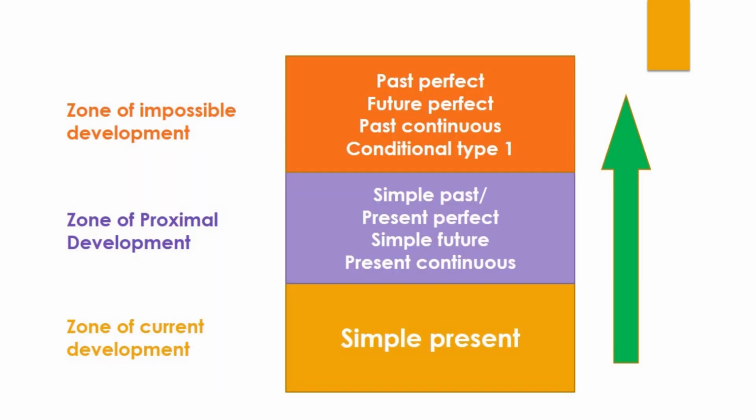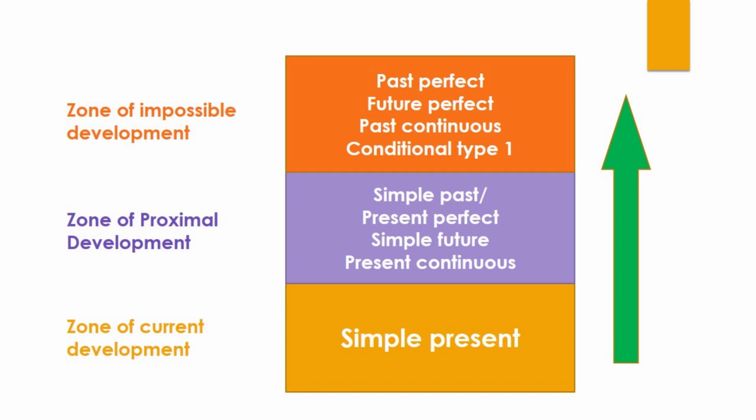The problem is that there are things which learners cannot learn even if they are helped by the teacher or by others. For instance, let's consider the following situation. A learner who has just learned simple present cannot learn the past perfect or the past continuous or the future perfect, no matter how much help she gets from the teacher or any significant other, simply because it is beyond her zone of proximal development. It is within her zone of impossible development.